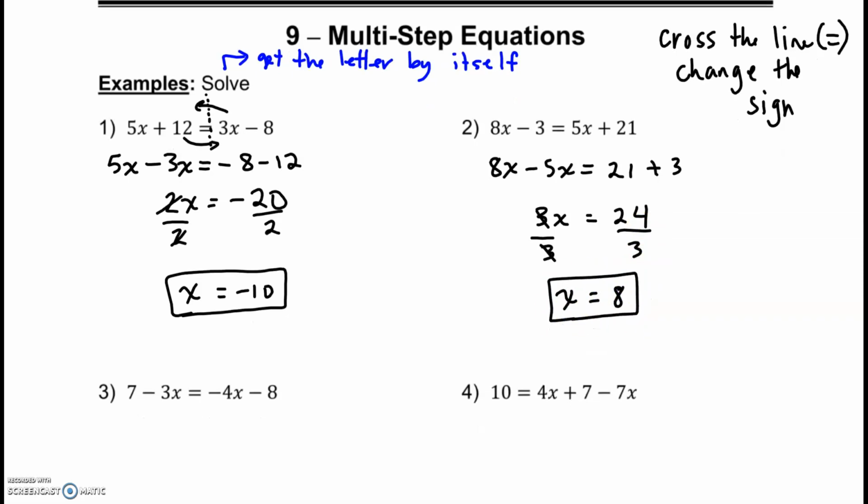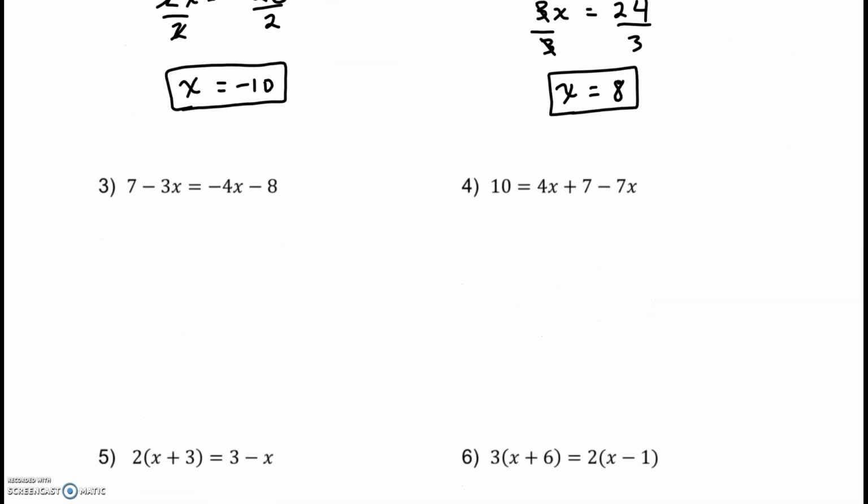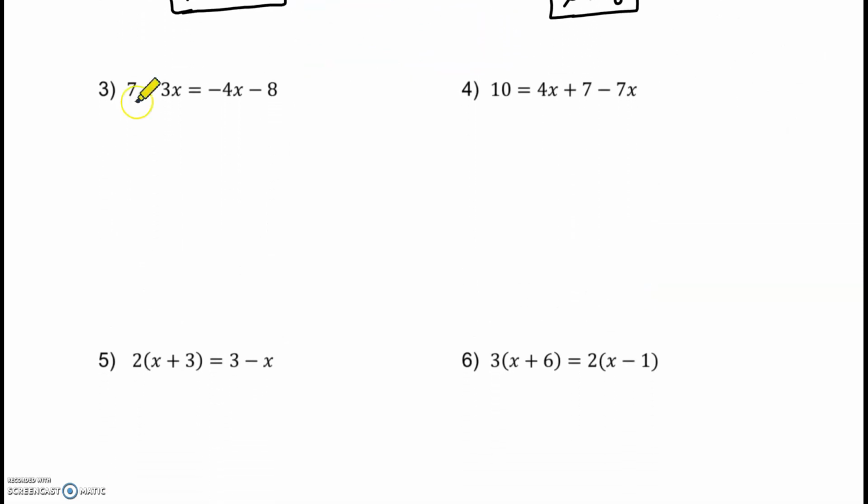All right, let's take a look at the next one. This next question, I have the 7 out front and the negative 3x second. Now that's okay. I want this negative 3x to stay. So I'm going to write that first. Because remember, I want my letters to be on the left. They're easier to work with. So this negative 4x is going to come over and cross the line, change the sign to a positive 4x.